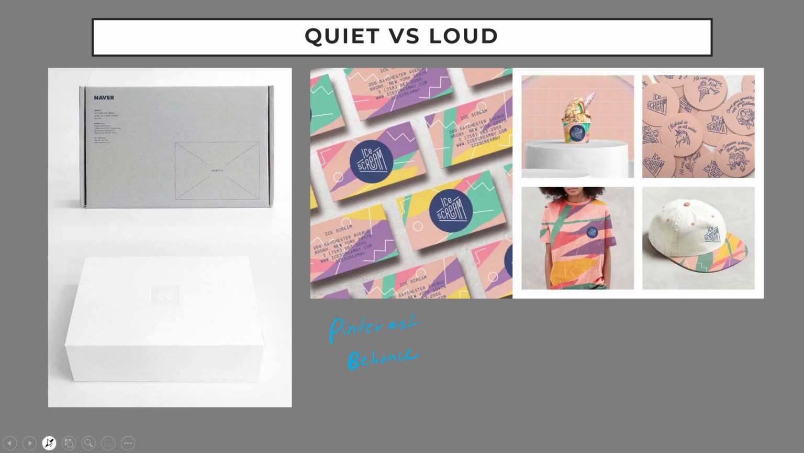Okay, so between A and B, which one looks like a quiet brand? Answer in the chat, or you can unmute your microphone. Which looks quiet? A, I guess. A, yeah. And the one on the left looks like funeral. Yes. Okay. What specific design element or principle makes it quiet to you?